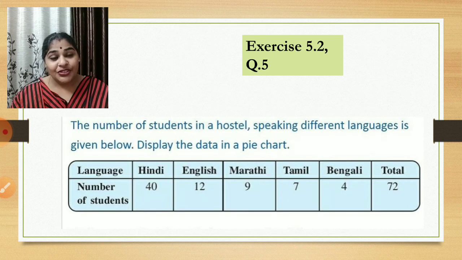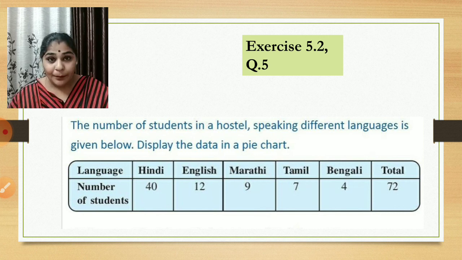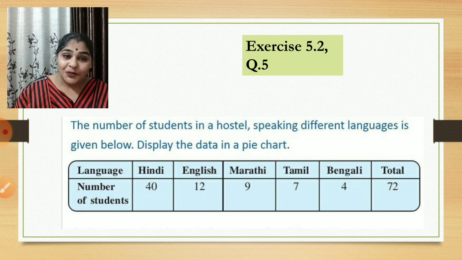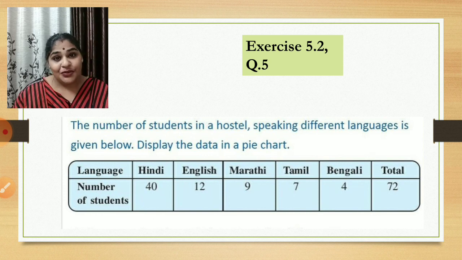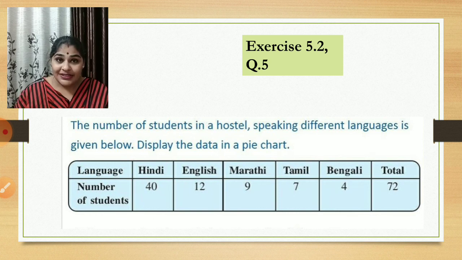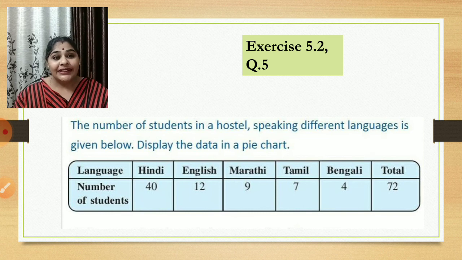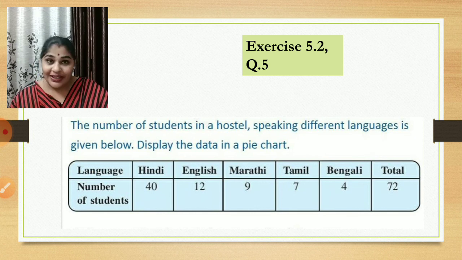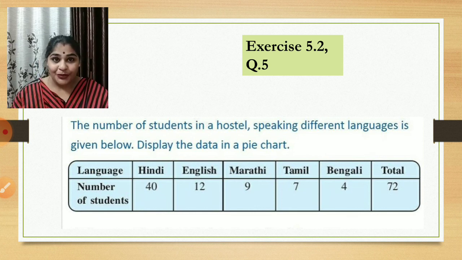Let us proceed. Question number 4 is deleted, which I have already informed children. Mark in your textbook. Now let us proceed with exercise 5.2, question number 5. The number of students in a hostel speaking different languages is given below. Display the data in a pie chart. Now I will show you, but you have to do on your own, children. Try first by your own and then check your answer. It will be a practice for you.